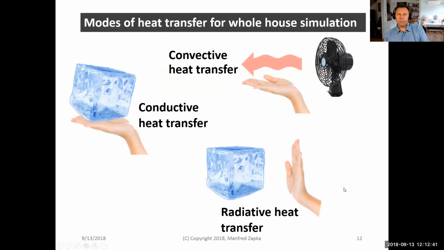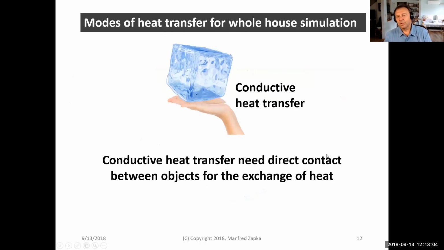Let's look at the modes of heat transfer which we have to consider in the whole house simulation. We have convective heat transfer, conductive heat transfer, and radiative heat transfer. By the way, radiative doesn't have anything to do with dangerous radiation. Radiant heat transfer is through infrared radiation, which is of course not dangerous.